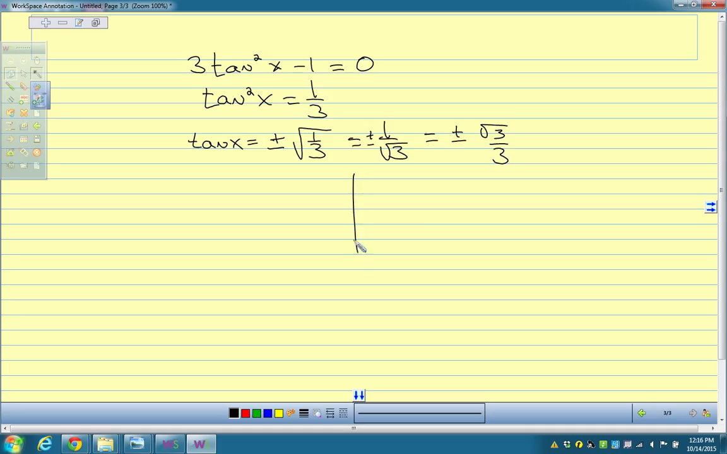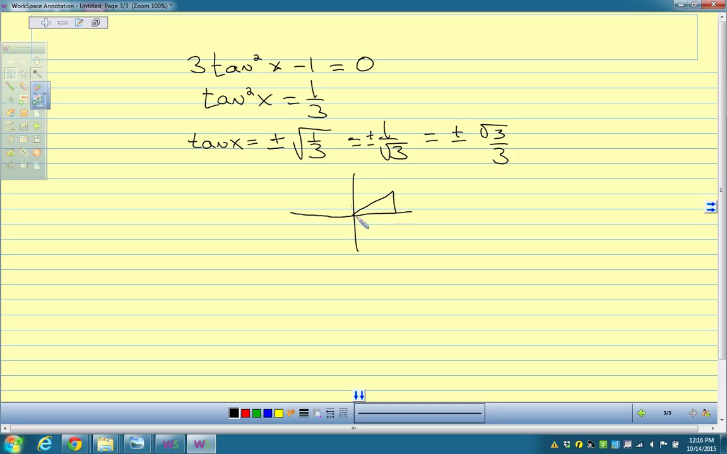So what you now need to know is where on the unit circle is tangent equal to plus or minus root of 3 over 3. Anyone know? I'll give you a hint. It's either multiples of 30 or 60. You should memorize it. It's 30. Tangent of 30 is root of 3 over 3. Tangent of 60 is root of 3. It just works out. You can put the y over the x and figure that out.